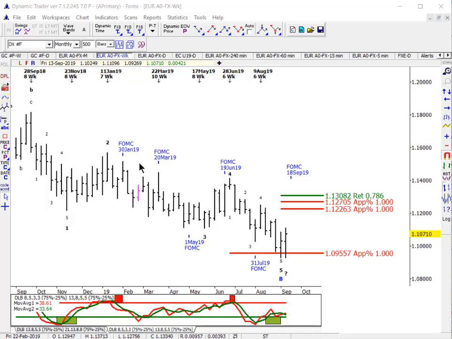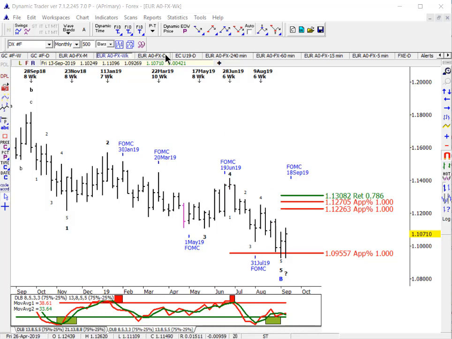I've got all these Fed announcements. Of course, we have that coming up on Wednesday in just a couple, 3 days. Now this is weekly data, but usually within a few days of a Fed announcement, the euro makes a reversal lasting several days.